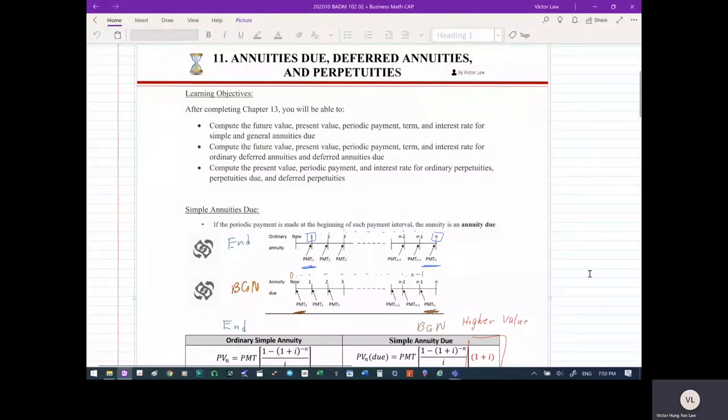In this chapter, we're going to learn about annuity due, deferred annuity, and perpetuities. At the end of this lesson, you'll be able to compute the future value, present value, periodic payments, term, and interest rate for general annuity due, and you'll also be able to compute the present value, periodic payment, and interest rate for perpetuity, ordinary perpetuity, perpetuity due, and deferred perpetuity.